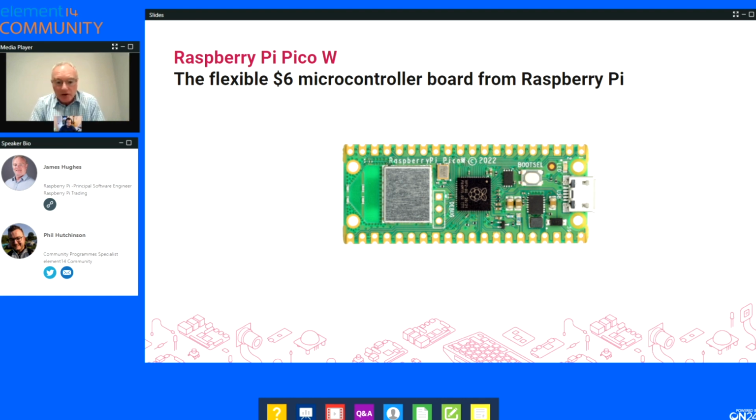This has been a really good seller as well, competing with some other products out there in the market that have Wi-Fi built in already. This one's up to $6, but for $6 you get the RP2040 and you get the Wi-Fi. It's an 802.11b/g/n Wi-Fi chip.